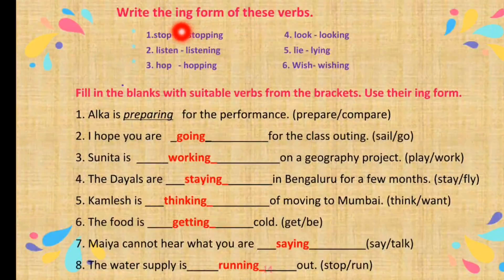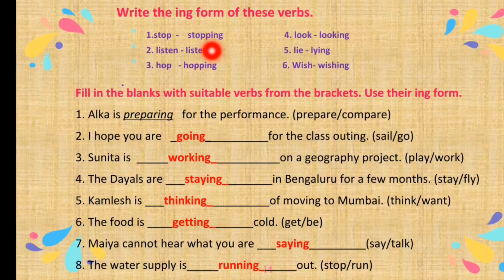You have to write the ing form of the V1 form of the verb which is given. So these are all actually V1 forms of the verb. Here it is written V4 of the verb. Stop, what will be the ing of stop? Ing form of the verb stop: stopping, double P. Listen, listening. Hope, hoping. Look, looking. Lie, lying. Wish, wishing.